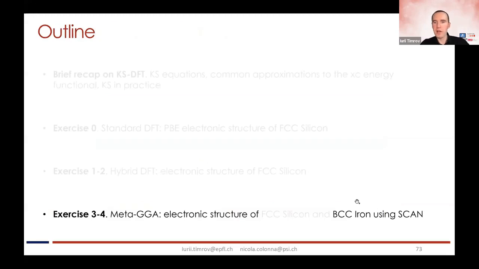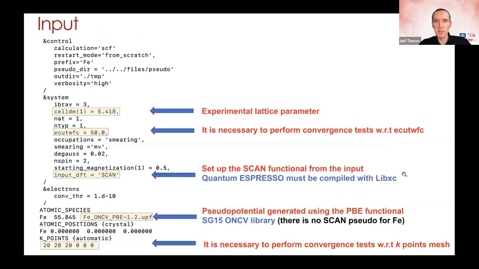So for silicon, we have pretty good band gaps with SCAN, but let's now consider a metallic system, which is bulk iron, a ferromagnetic metal. This is the input file. We use here again the experimental lattice parameter, but we can also use a theoretical one if you want. Here we specify a tentative guess of the cutoff, 50 Rydberg, but we need to perform convergence tests as usual.